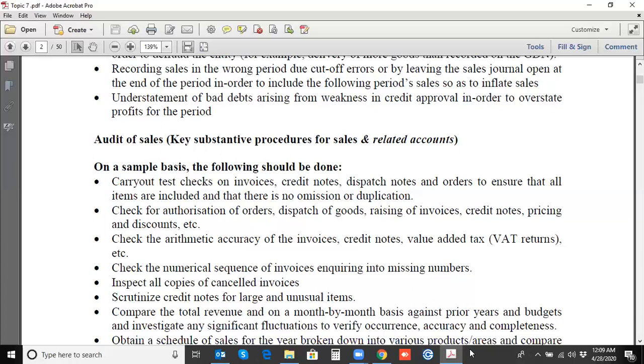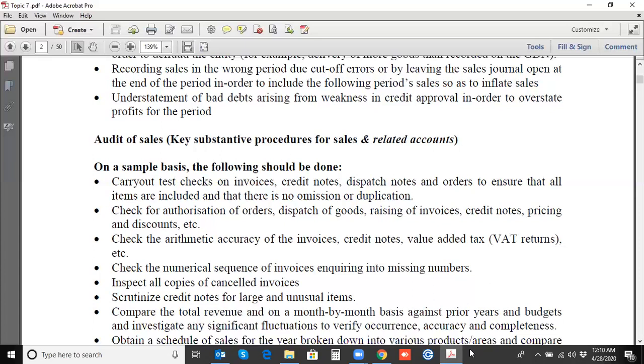Then you can compare total revenue on a month-by-month basis against prior years and budget, and look at any significant fluctuations. This is more of an analytical procedure. You're basically trying to look at the trends within the revenue. If I compare my revenue for the current year and the previous year, are there changes? And if there are fluctuations or differences, how do they relate to the actual context of my business operation? Because that is going to give me an idea of whether there are movements or relationships that are actually showing material misstatements in the financial statements.